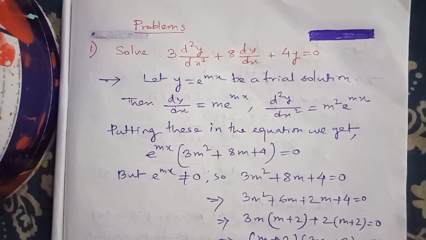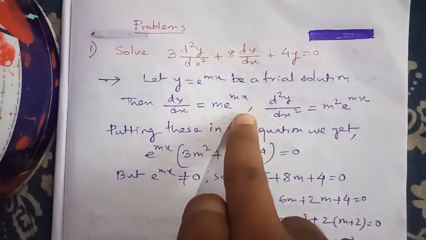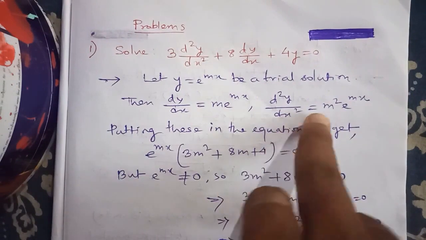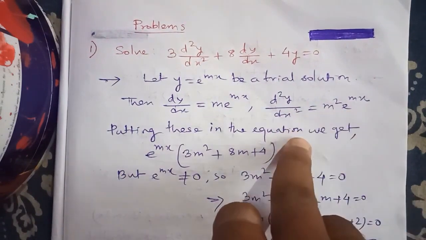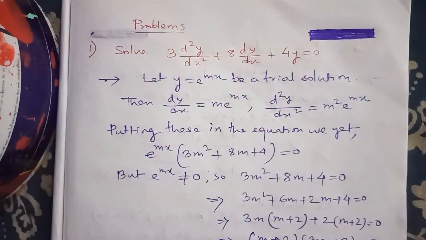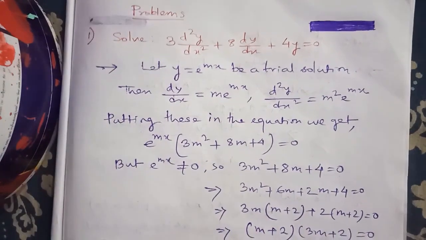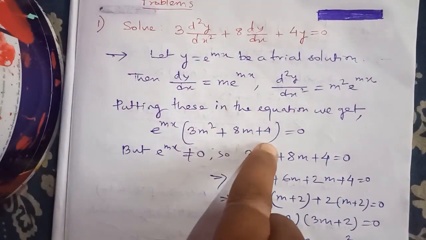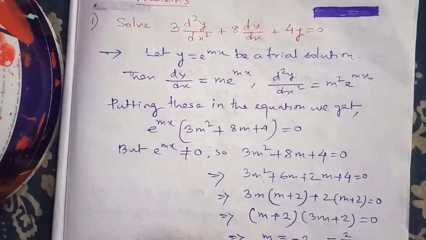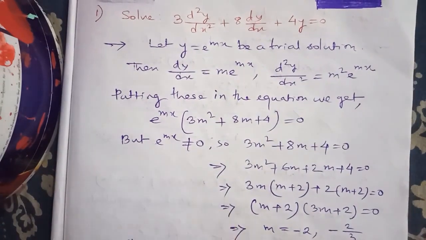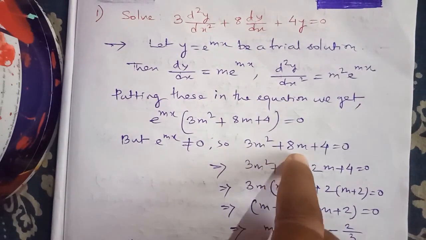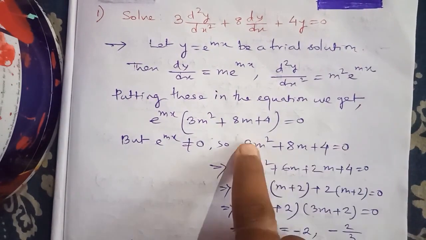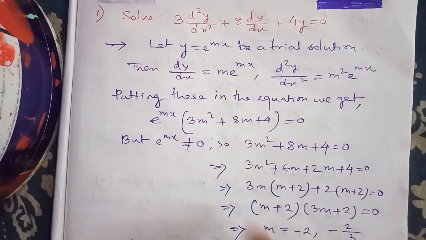In that case, we'll get the value of dy by dx will be m into e to the power mx, and d squared y by dx squared will be m squared into e to the power mx. So if we put these values in the differential equation, we'll get e to the power mx into (3m squared plus 8m plus 4) is equal to 0. And e to the power mx will not be equal to 0. So 3m squared plus 8m plus 4 will be equal to 0. This is our auxiliary equation.